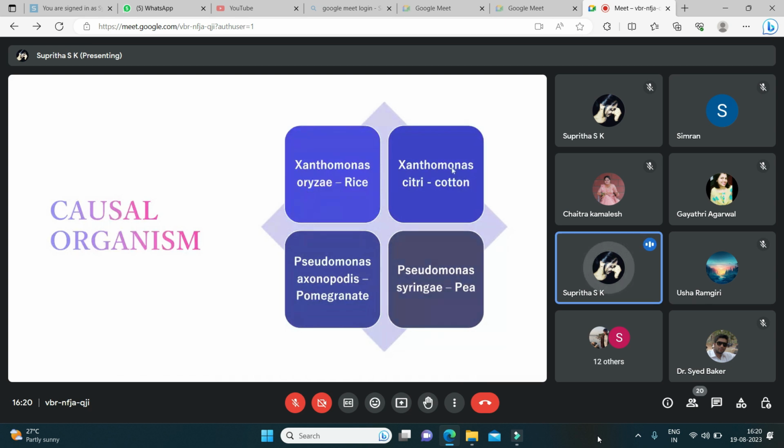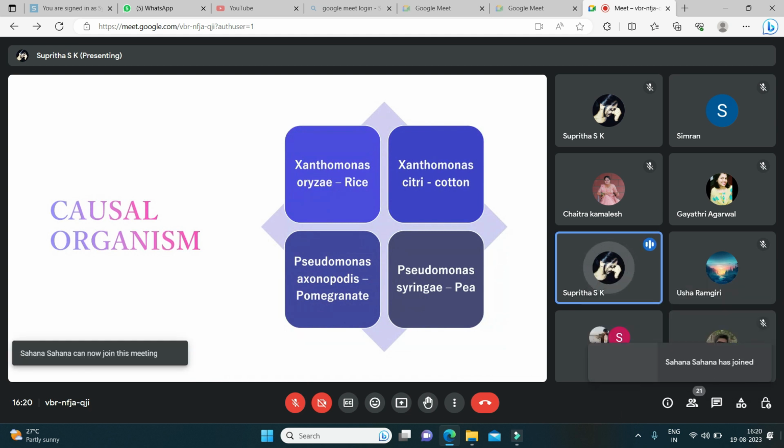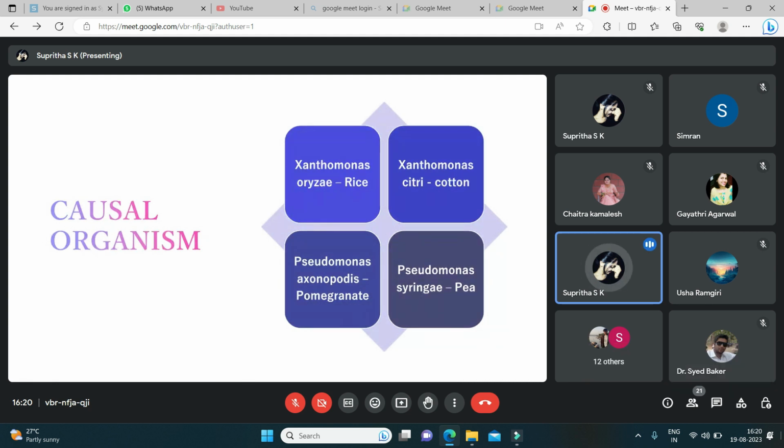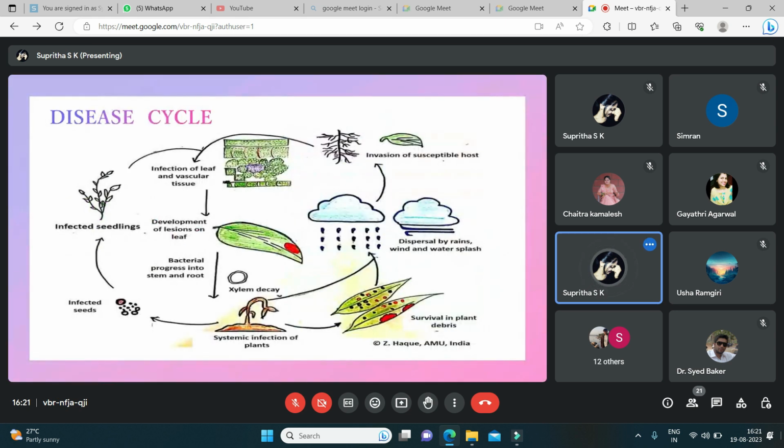With respect to the pomegranate, it is Pseudomonas axonopodis, and in the pea plant, it is Pseudomonas syringae. These are the organisms. Usually, these organisms are gram-negative, straight rods, aerobic, and motile with one polar flagellum. These are the organisms which cause bacterial blight.